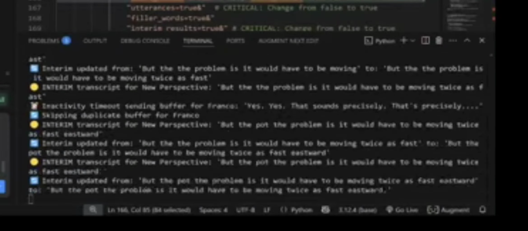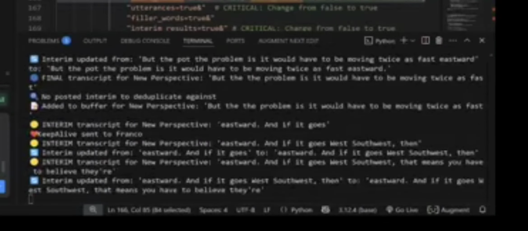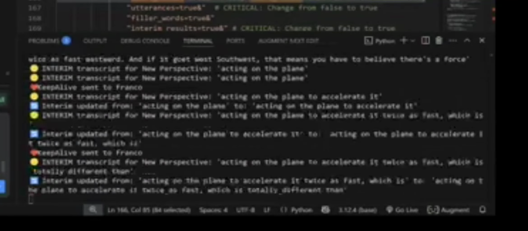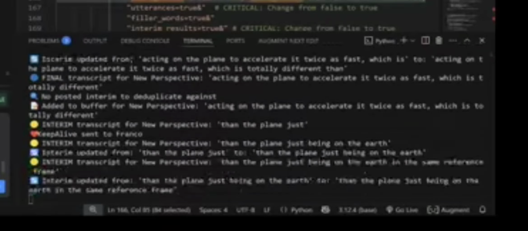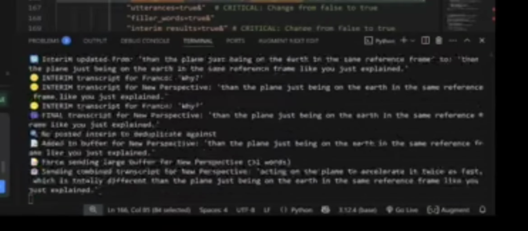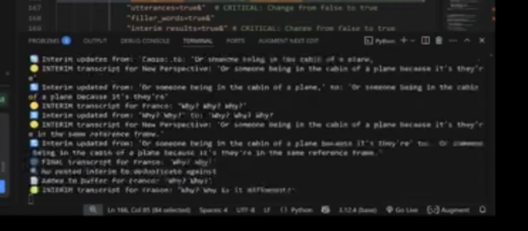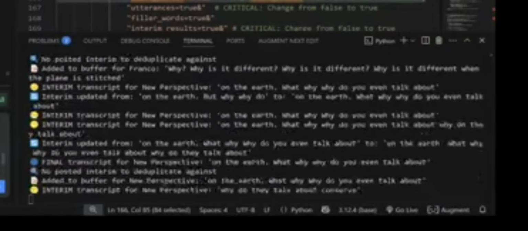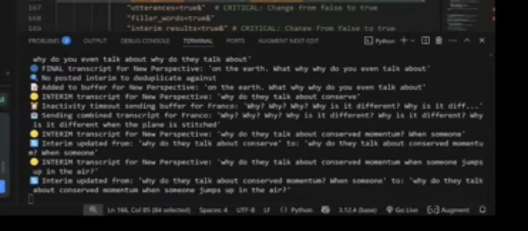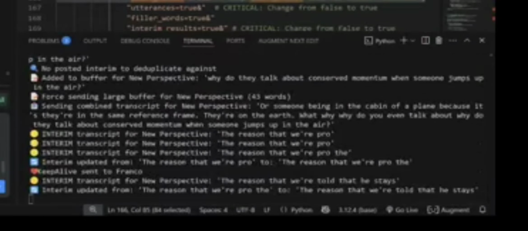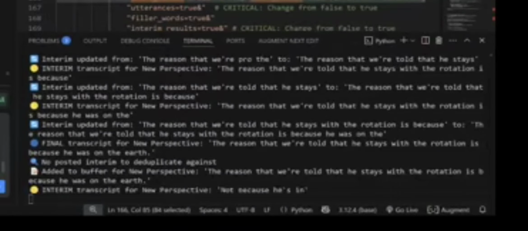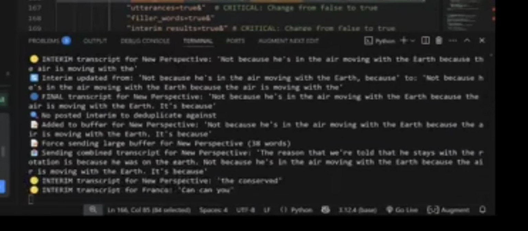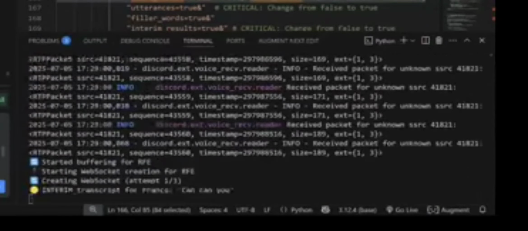And if it goes west southwest, that means you have to believe there's a force acting on the plane to accelerate it twice as fast, which is totally different than the plane just being on the earth in the same reference frame, like you just explained, or someone being in a cabin of a plane, because they're in the same reference frame. Why is it different? Why do they talk about conserved momentum when someone jumps up in the air? The reason we're told he stays with the rotation is because he was on the earth, not because he's in the air moving with the earth. It's because the conserved momentum supposedly comes from being on the earth, right? Not from being in the air and having it be the exact same.